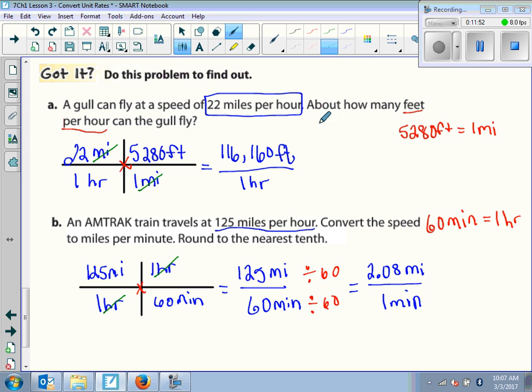No, because I need to round to the nearest tenth, right? So here's the tenths place. What does that 8 tell me to do? Very good. So my final answer then will be 2.1. And don't forget, we want to put our units. So it's miles in 1 minute.